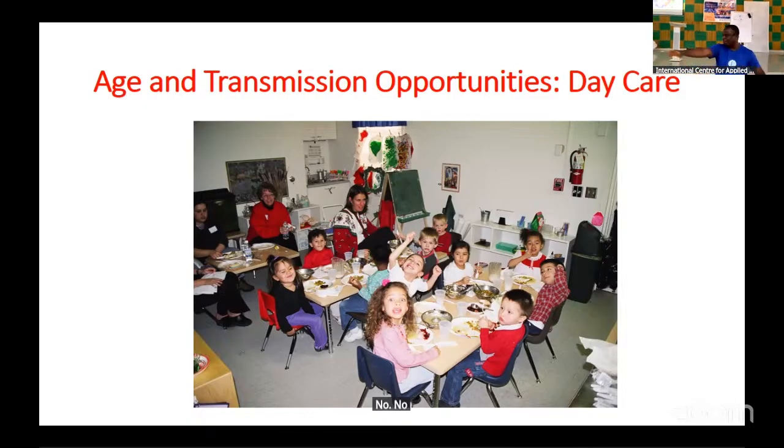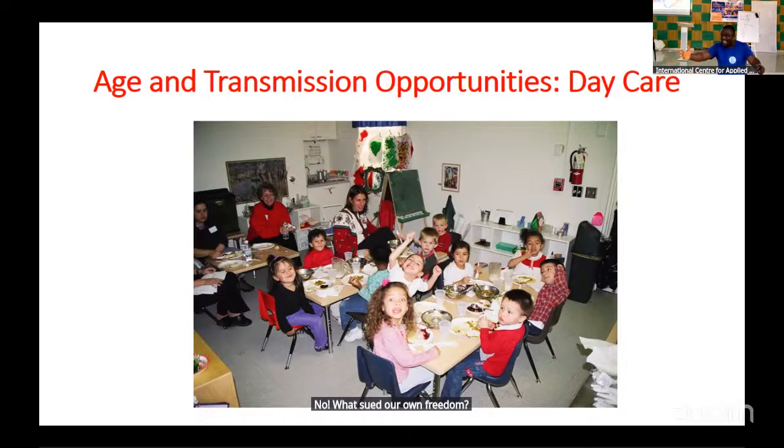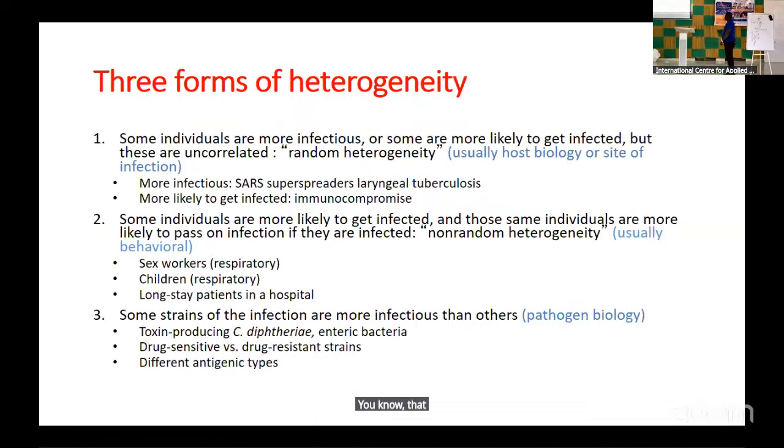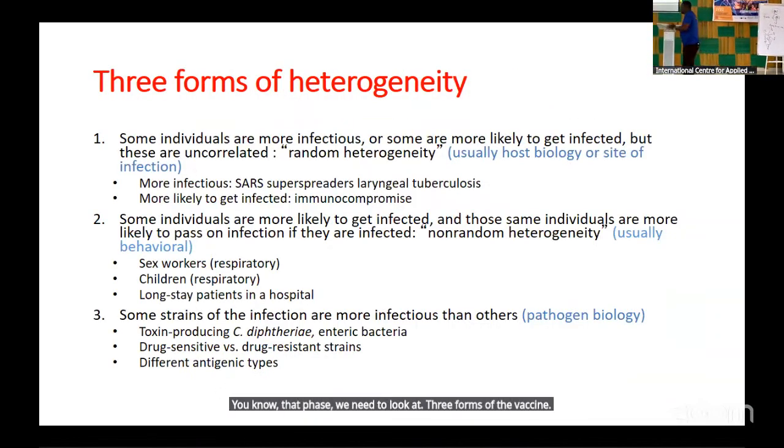But look at all of it now. Contact rate, if you look at the way they are sitting together, matters. So age and transmission opportunity move together. Age and transmission are things we need to look at. There are generally three forms of heterogeneity.